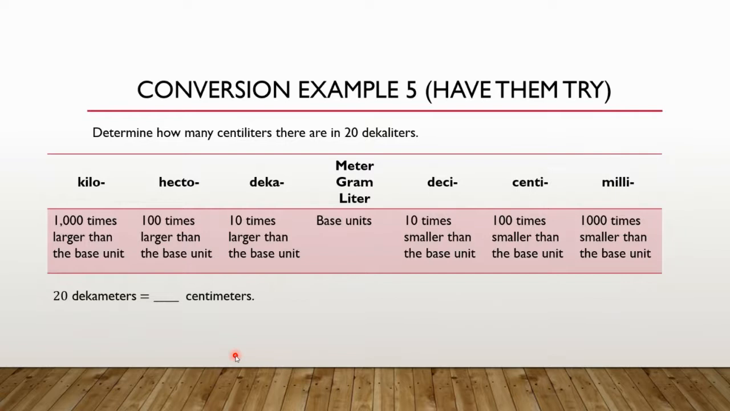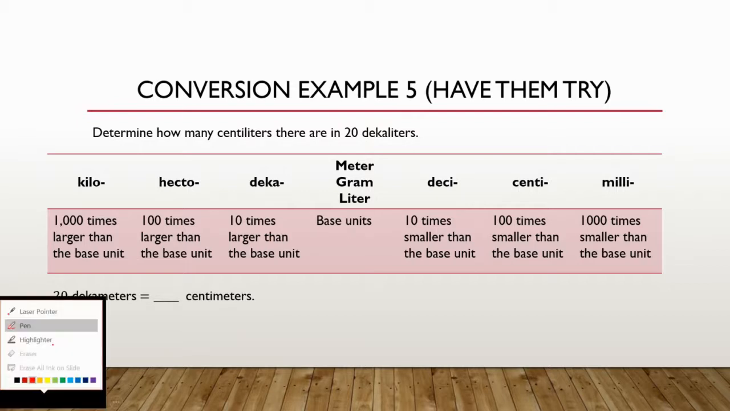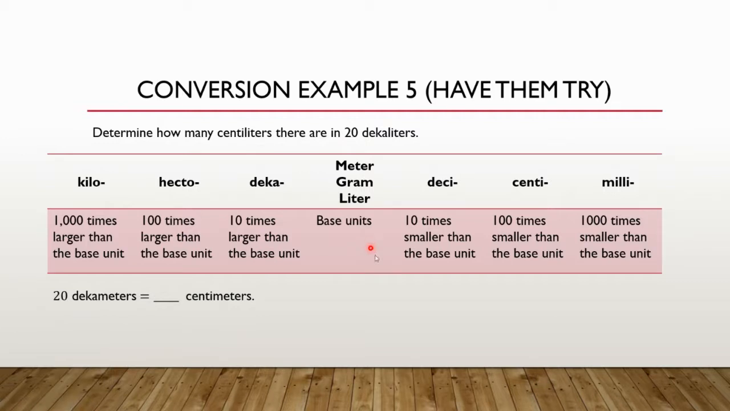Okay, let's do it together. All right, so we have 20 decameters, right? If you didn't finish, that's okay. And we want centimeters. Notice that's 1, 2, 3. We're going to go 3 spaces to the right. Now, we don't have a 1 here, right? We have 20. That's okay. It's still the same process.